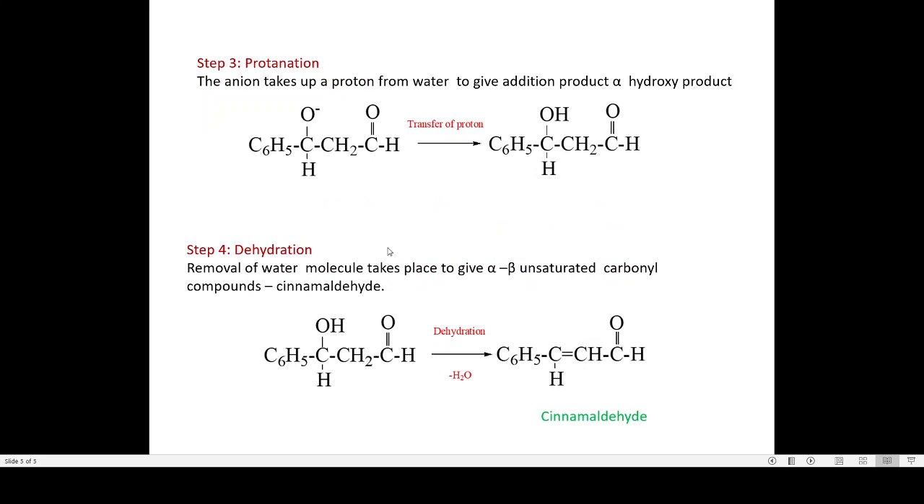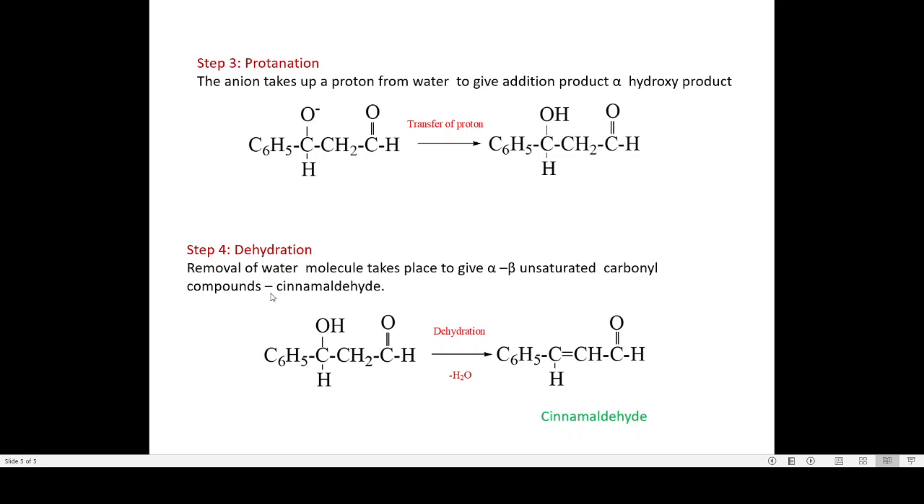Now going to the third step, the alkoxide anion formed in the second step takes up a proton from water to give an addition product, which is an alpha hydroxy product. So protonation is the third step, where a proton is taken up by the anion intermediate to give the hydroxy product. O minus takes up a proton to give the hydroxy product.